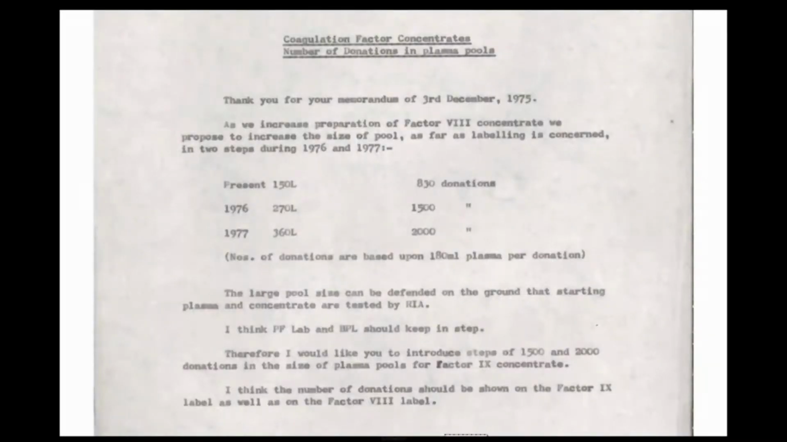It's also relevant to note that in this memorandum, Dr. Maycock says, "I think PF Lab and BPL should keep in step." Yes. Now, the qualification to that is that the memorandum as a whole is talking about labelling, but whether or not that translates to actual donation size is not wholly clear. But he does say, I would like you to introduce steps of 1,500 and 2,000 donations in the size of plasma pools for factor 9 concentrate.